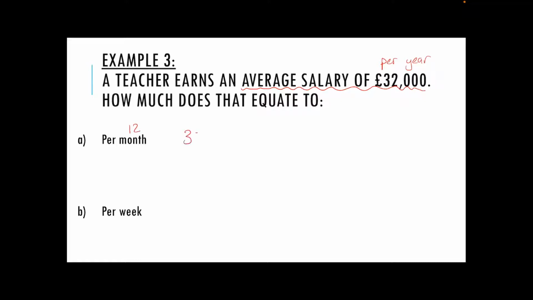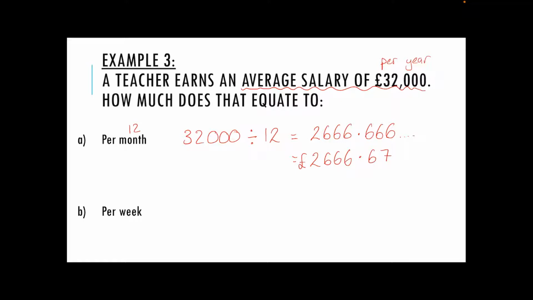So what we do is we take the annual salary and we are going to divide by 12, and that gives us 2,666.666, going on and on and on. But when we talk about money, we typically go to 2 decimal places. So the teacher should be paid £2,666.67 each month.